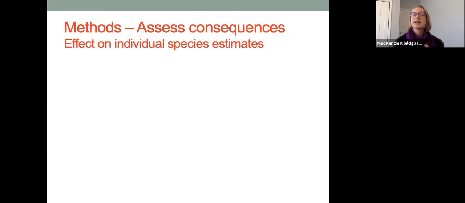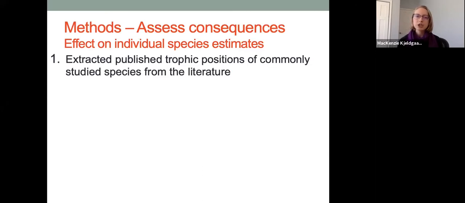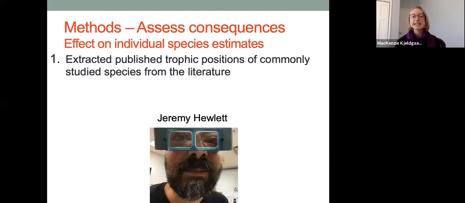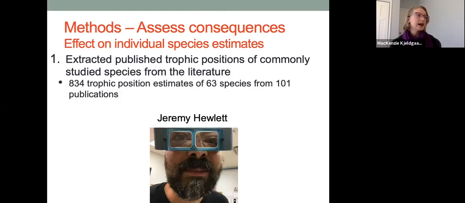So next, I looked at the potential consequences on individual species estimates. I did this in a couple different ways. The first way, I extracted published trophic positions of commonly studied species from the literature. And these published trophic positions were essentially estimated using different methodologies and baselines. I did this with the help of my former lab mate, Jeremy Hewlett. So we ended up with 834 trophic position estimates of 63 different species from 101 publications.